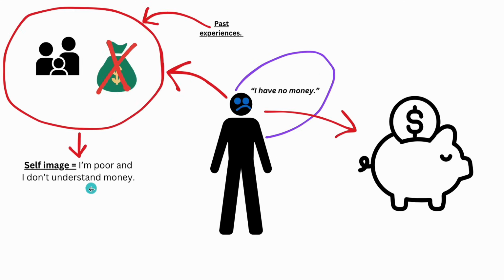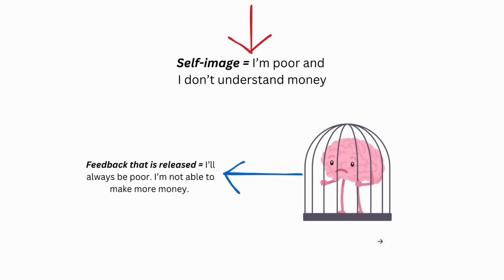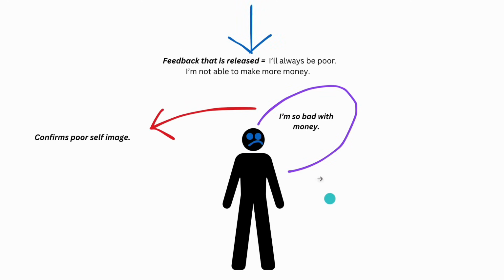Let's imagine you have the self-image that you are poor and you don't understand money, because your past experience was when you were younger, your family was always struggling and never had enough money. So you look at your bank balance, which is running low, and you conclude, "I have no money." The association of the new data and old data is: new data, my bank balance is low. Old data, I've never had enough money. The brain interprets all of that through the lens of your self-image, that you're poor and you don't understand money. So what happens? It puts itself in a cage again and releases the feedback that "I'll always be poor. I'm not able to make more money." You then conclude, "I'm so bad with money," which confirms your poor self-image.